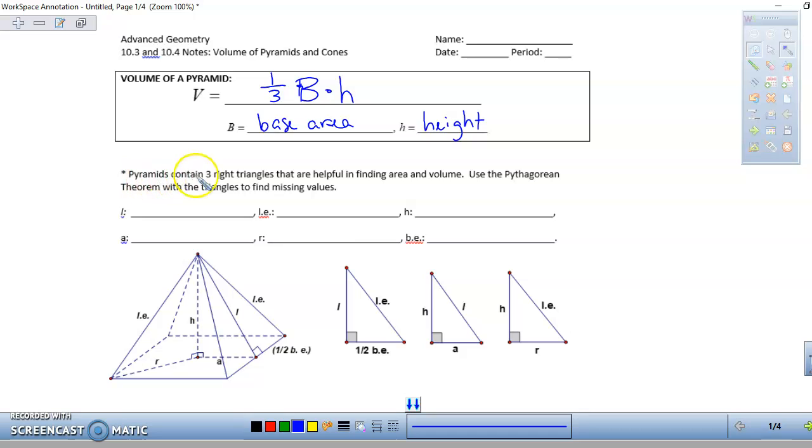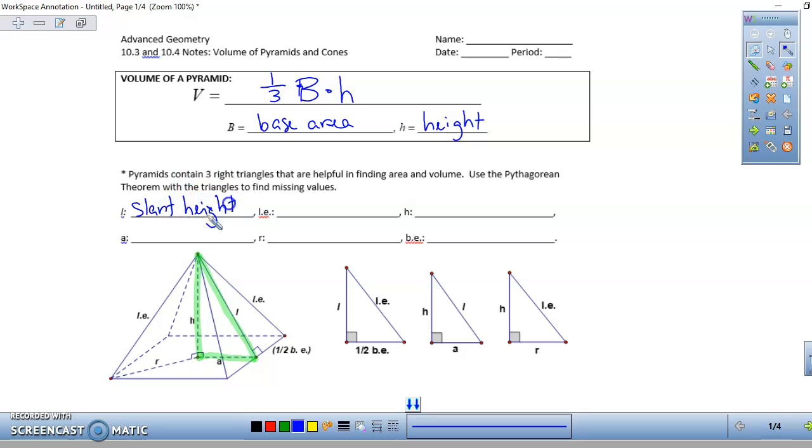So pyramids contain 3 triangles that are helpful in finding the area and volume, and you can use the Pythagorean theorem for these. So we have used these in a problem before, but what you can see, and if you have highlighters, if you have 3 different colors of highlighters, you could pause and grab those. But the first one here, we're going to use the height and the apothem and the slant height. So there is a right triangle. If you're given 2 of those pieces of information, you can find the third. So again, L for some reason stands for slant height.